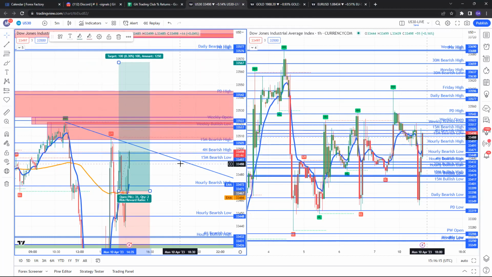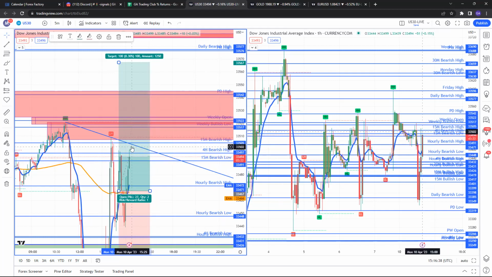So don't worry about the 4-hour bearish low for now, right? They already used the 4-hour bearish low to come back down and pick up liquidity. So they're gonna bust through this 4-hour bearish low. So the next roadblock for our trade is actually the trend line. It's not really the 4-hour bearish low. It's not really the 4-hour bearish high.